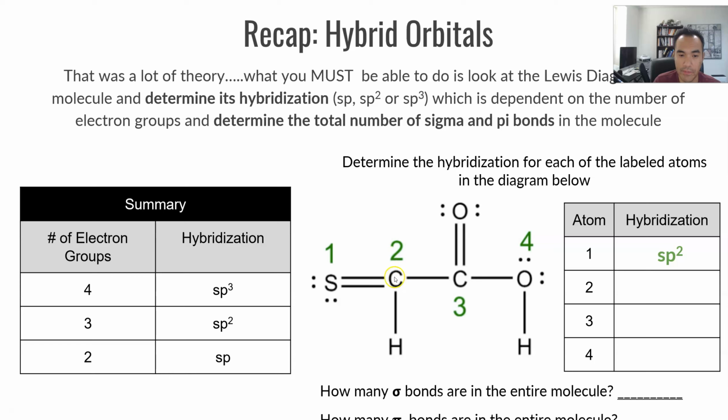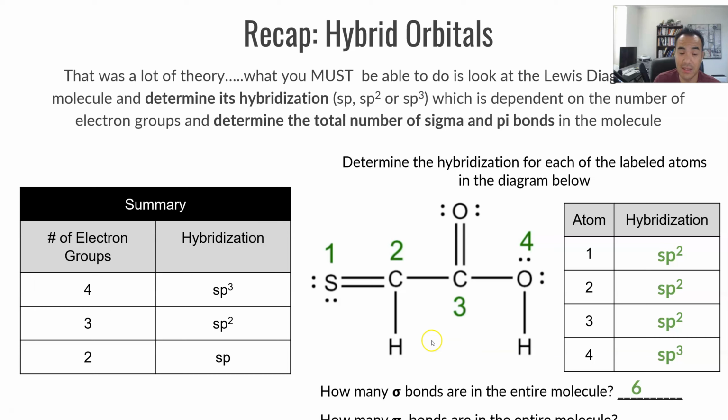Now number 2 is also going to be sp2, and the reason is because you have 3 things attached: the carbon, the hydrogen, and the sulfur. That's sp2, even though it's a double bond, because a double bond counts as 1 unit. The carbon here would also be sp2 because of the S and O. And finally, 4 would be sp3 because there's 2 lone pairs and a carbon and a hydrogen. And the question is how many sigma and pi bonds are in the entire molecule?